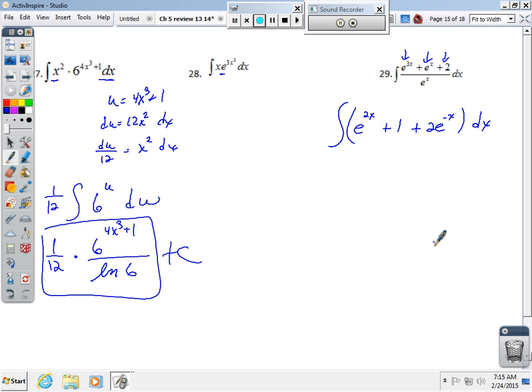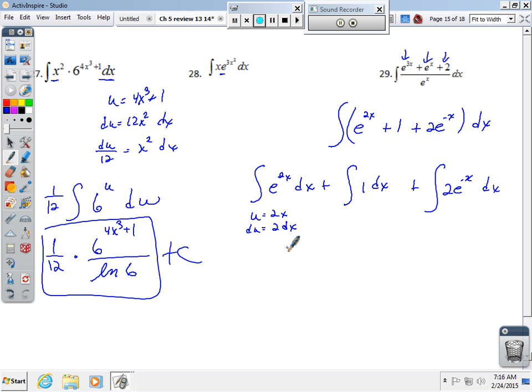And then I should just be able to integrate each one of those parts separately. So I'm going to do e to the 2x dx plus 1 dx plus the integral of 2e to the negative x dx. All right, so the u substitution for this part is u is equal to 2x, du is equal to 2 dx. So there's going to be a half out in front. So there's going to be a 1/2 integrate e to the u du plus the integral of 1 is just going to be an x.